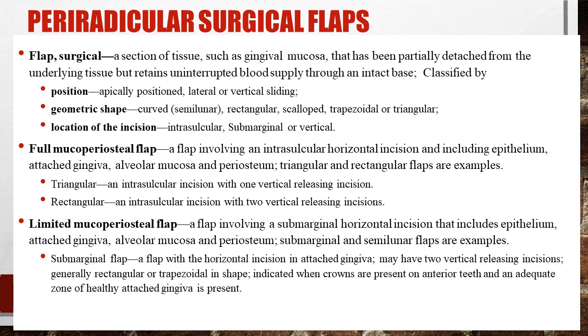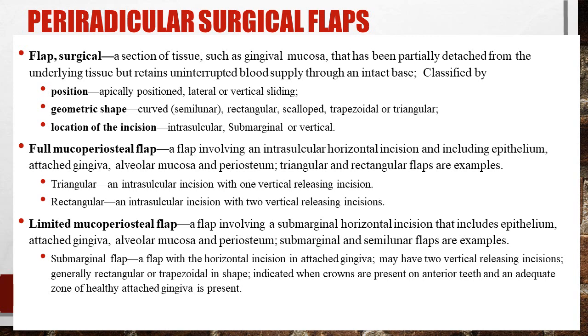Then based on the location of the incision, it can be either intrasulcular, submarginal, or vertical. For endodontics, we have a combination of your vertical and your intrasulcular, or vertical and your horizontal incisions. So it is going to be a combination to create a trapezoidal flap. Then you have your full mucoperiosteal flap, and then you have your limited mucoperiosteal flap.